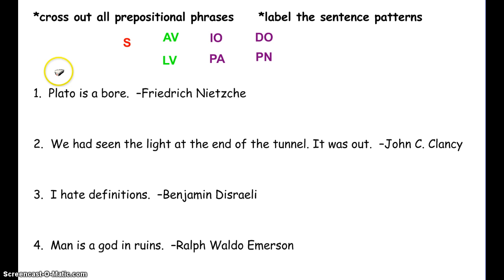Alright, so I found some famous quotes that all follow these sentence patterns because famous people speak in these sentence patterns. So we're going to go through our process. We start by looking to see, is there a prepositional phrase? Plato is a bore. I see no prepositional phrases, so then I look for a subject. Who is the sentence about? It's about Plato, so there's my subject. And then I need to find a verb. And since I studied my linking verbs, I can tell right away that is a linking verb.